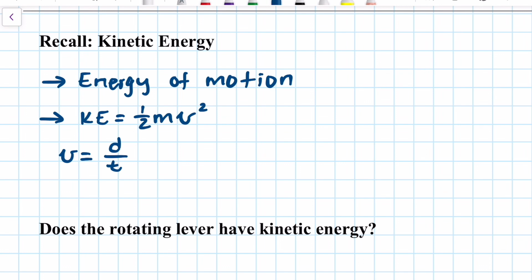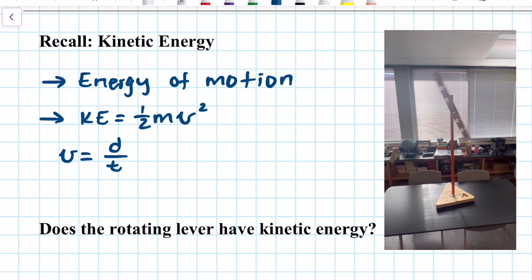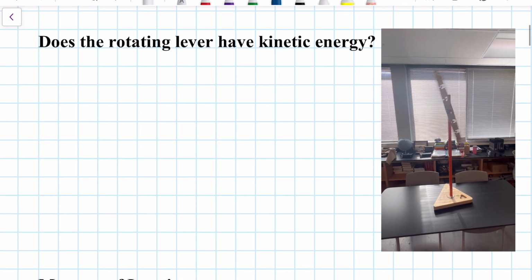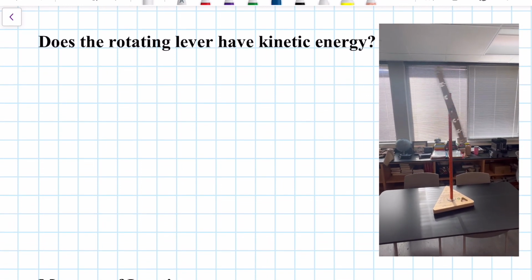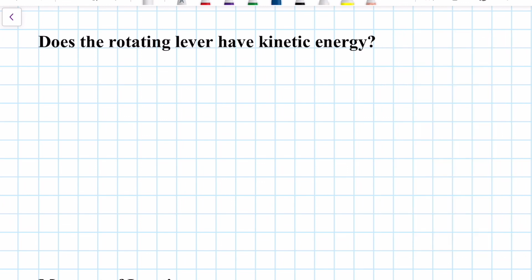So now I want you to look at this rotating lever. And then I want you to ask the person next to you if you believe this lever has kinetic energy. Okay, look at it closely. Now let's see how to answer this question.